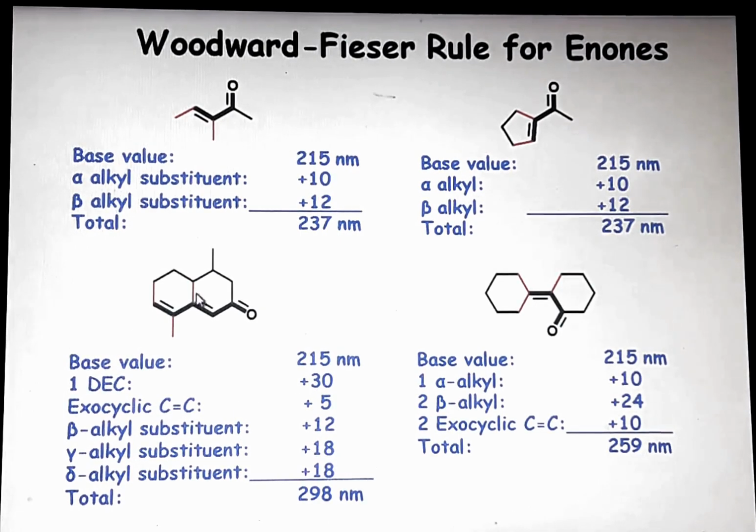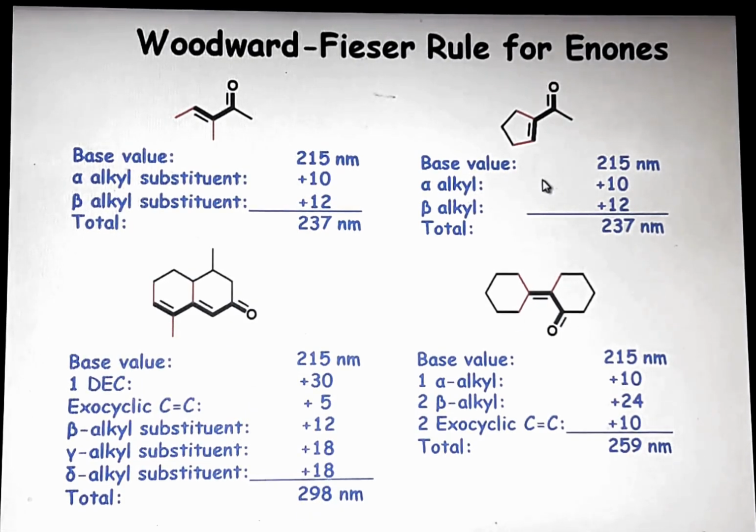Now for beta, gamma and delta carbon, we have to add 12, 18 and 18 nanometer. And now the exocyclic double bond. With respect to this ring we have one exocyclic double bond. That also we have to add, and the total value of lambda max for this compound is 298 nanometer.